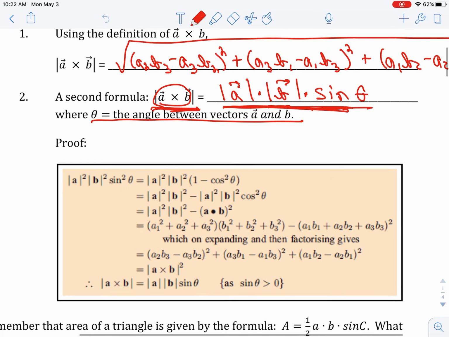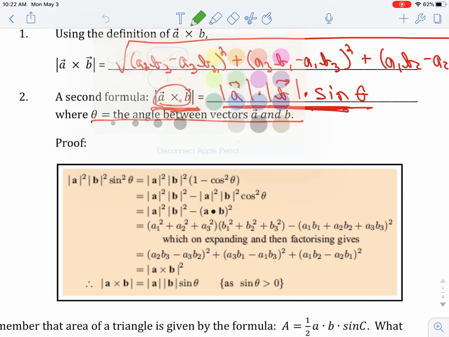All right, so here's the proof. So we're kind of going to do this backwards in a way. What we're going to do is start with this side, and not just start with this side, but start with this side squared. And you'll see in a minute why we need to do that.